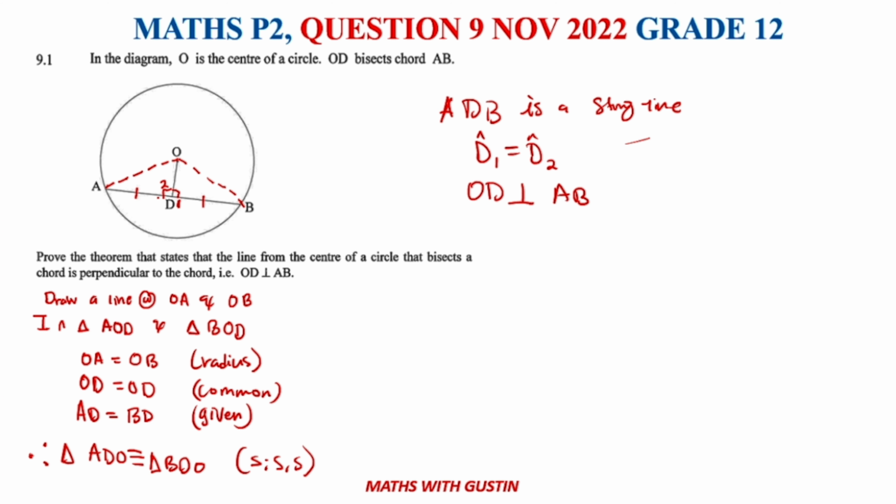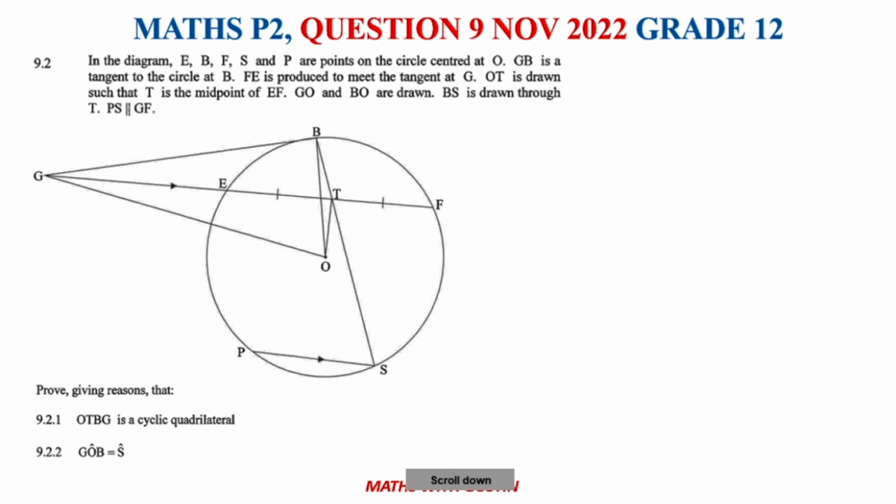Let's now move on to 9.2. It says here in the diagram, E, B, F, S, and P are points on the circle center O. Okay, we know that this is our center, which is very good. GB is a tangent to the circle at B. Okay, we see that. So that's a tangent. I'm just going to mark it with T.